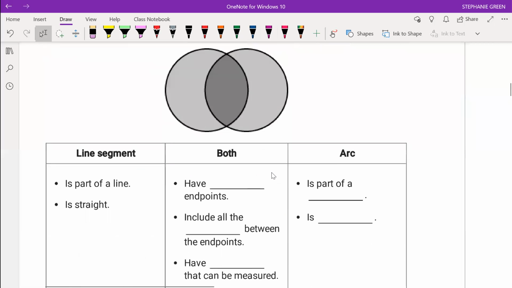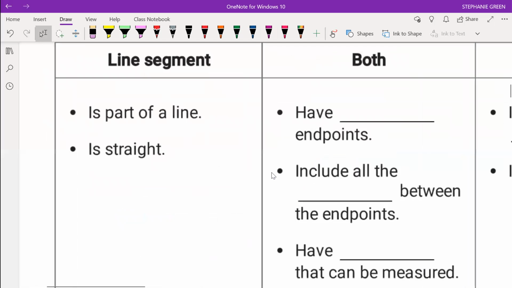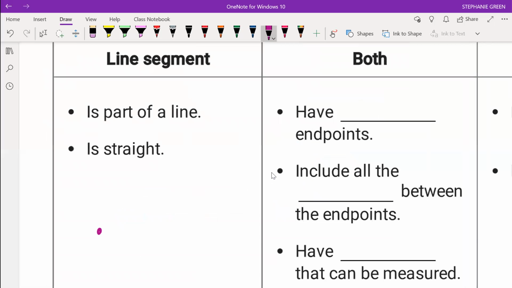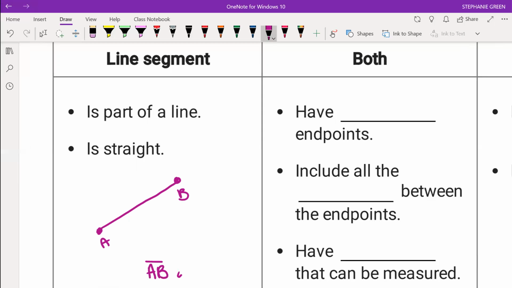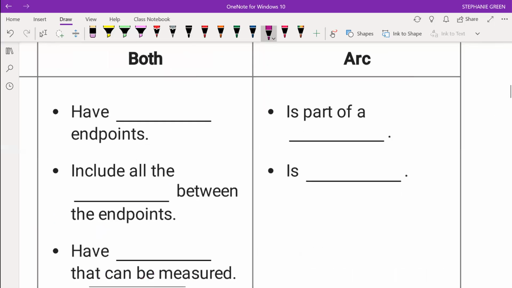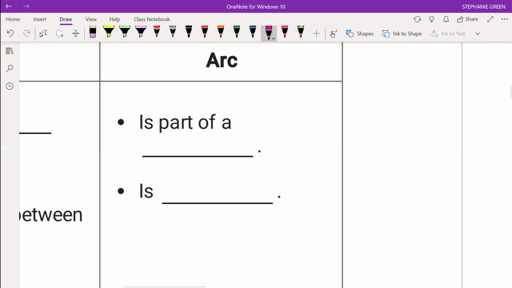So, like I said, we've seen line segments before. A line segment is a part of a line and it is straight. So I can draw a line segment here. I can label the endpoints A and B, and then I could tell you the name of this segment is segment AB, or we could name it segment BA, right? Well, with an arc, it's very similar. It also has two endpoints, but it is curved, not straight. It is actually a part of a circle.